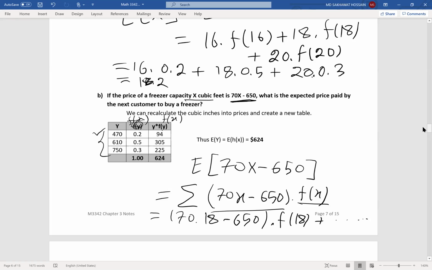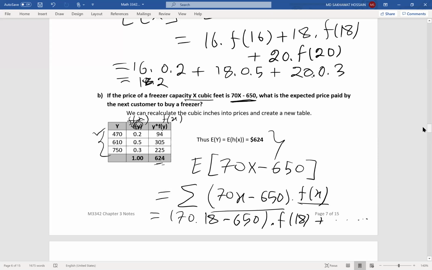Now you have to multiply these numbers with the corresponding PMF. When x is 16, the PMF is 0.2, so you multiply that to 470, which gives 94. For this one, you multiply to get 305. For this one, you get 225. If you add them together, it will be 624. So the expected price will be $624. That means the next customer purchases a freezer whose expected price is $624.